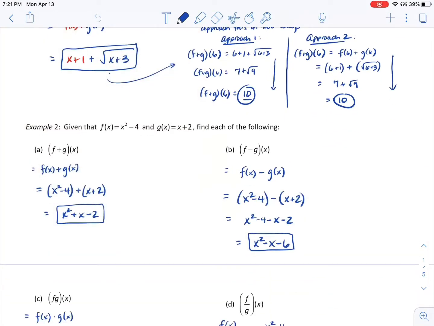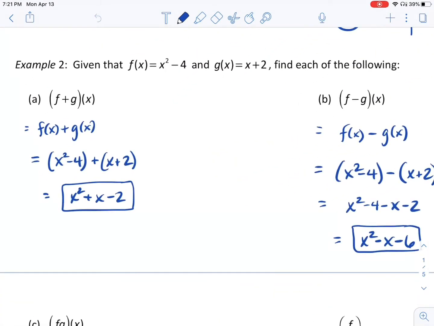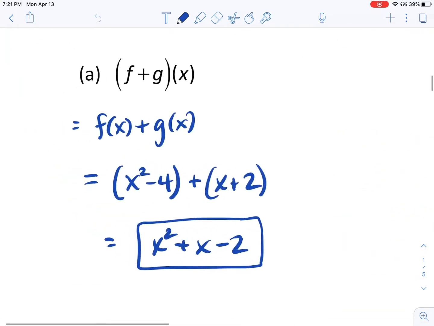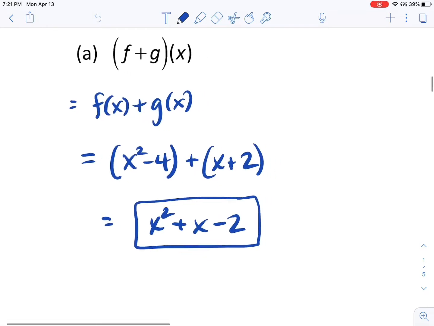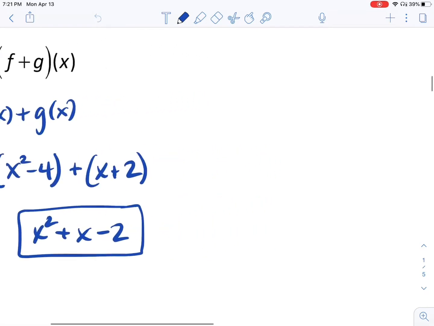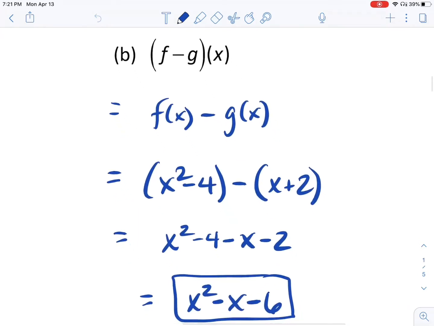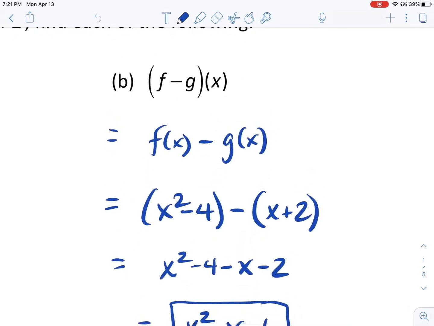So proceeding forward, a second example might be, given that f of x is equal to x squared minus 4 and g of x is equal to x plus 2, find each of the following. Again, this is very straightforward. You just define f plus g of x by taking each function and adding it together. Going through that process, I'll find that f plus g is equal to x squared plus x minus 2 by combining like terms.